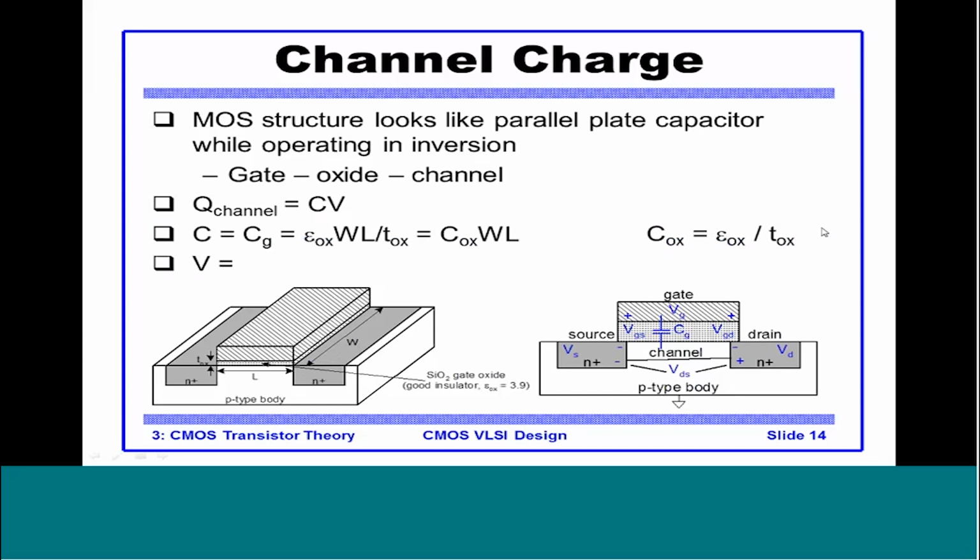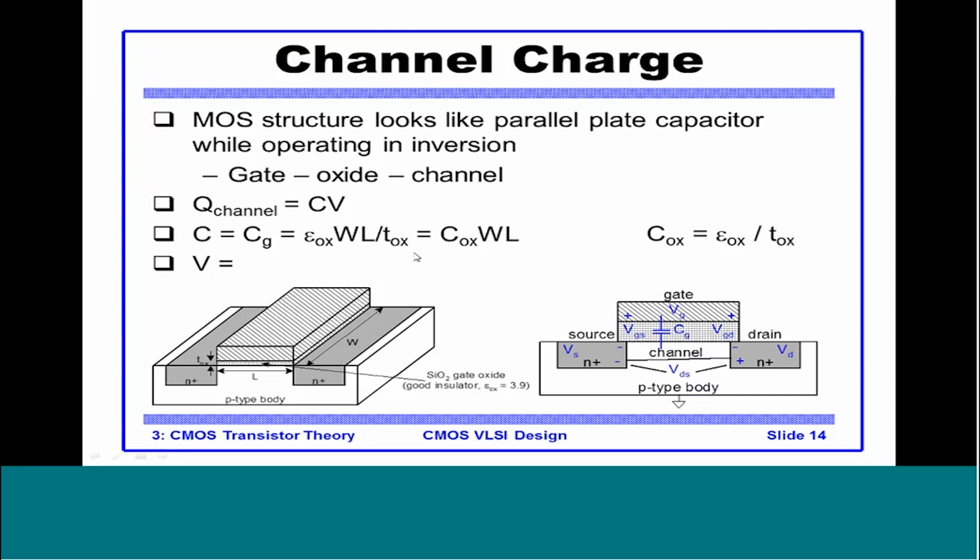Now this Cox is technology dependent. What it means is that for a particular foundry, epsilon ox depends on the type of material. For example, for silicon dioxide, which is the most famous dielectric material in VLSI fabrication and a good insulator, epsilon ox is 3.9. The oxide thickness is also technology specific. For a particular technology there will be a particular thickness, so Cox can be treated as a constant for a particular technology. So Cg is Cox WL.